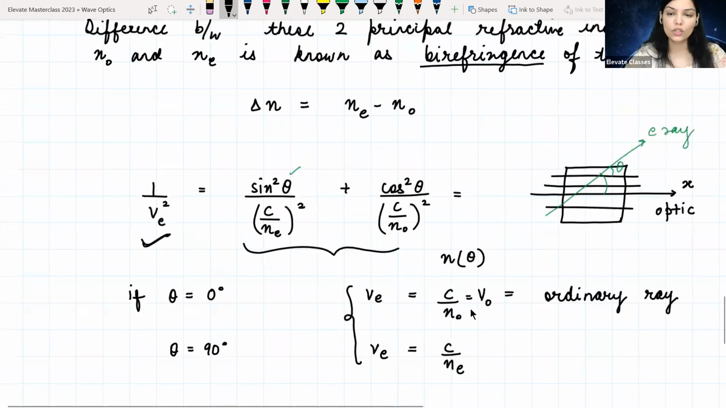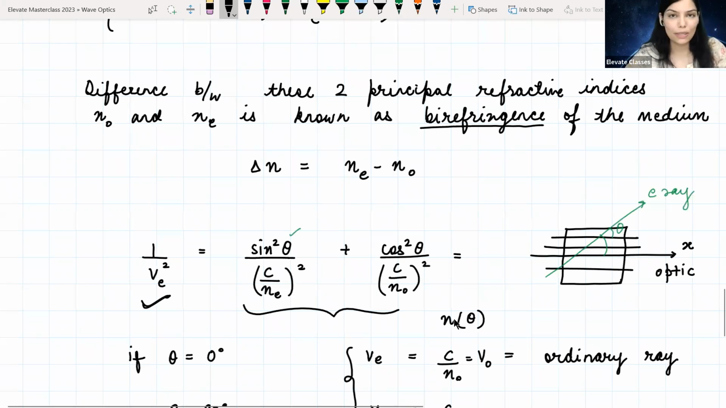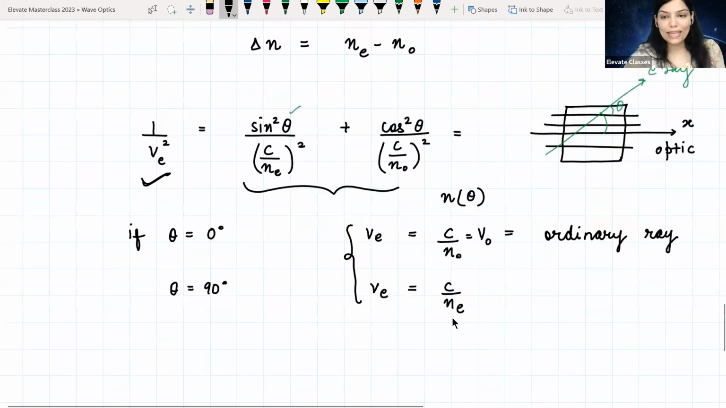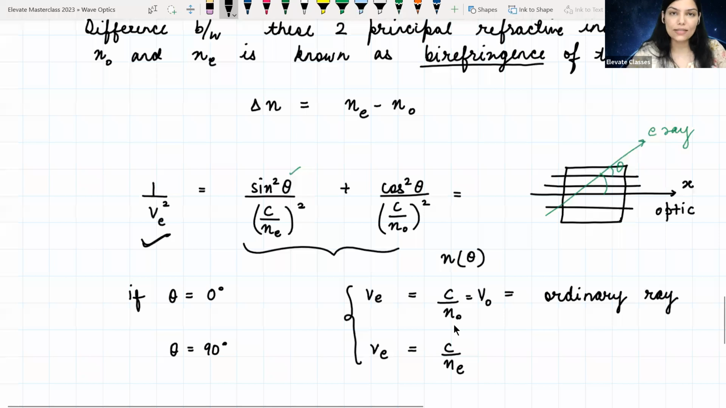Okay, so this should be at least clear to us. And the second thing that should be clear to us is that the ordinary ray and the extraordinary ray are actually plane polarized. One of them is P polarized and the other is S polarized. We should know that. Okay, after that, fine. So what does the optic axis basically become? The optic axis is that direction inside the crystal along which the extraordinary ray and the ordinary ray both travel with the same speed. So any direction inside the crystal when both of these rays travel with the same speed is known as the optic axis.